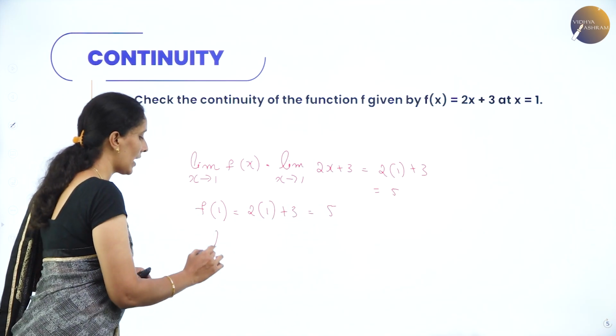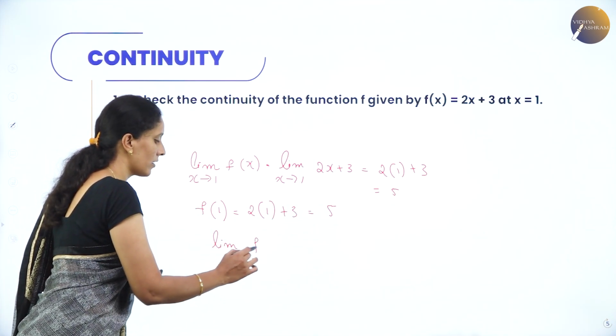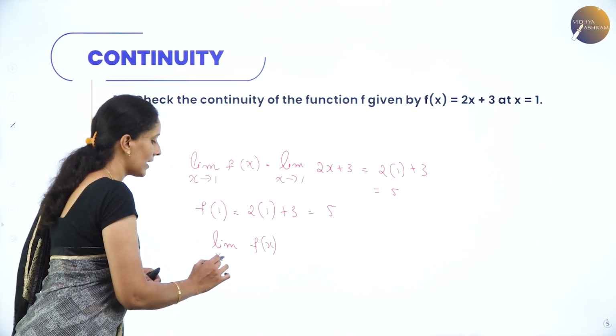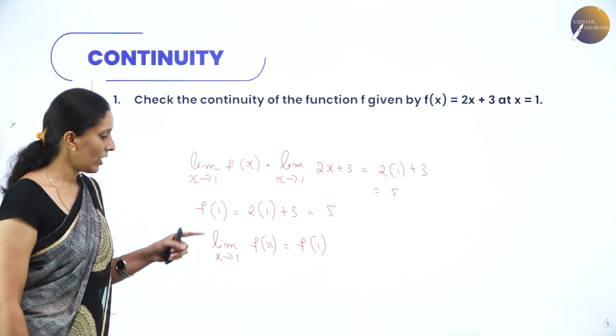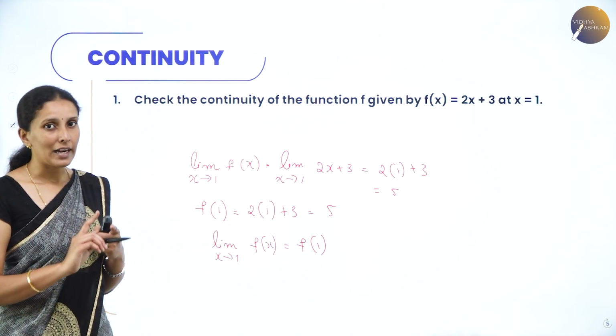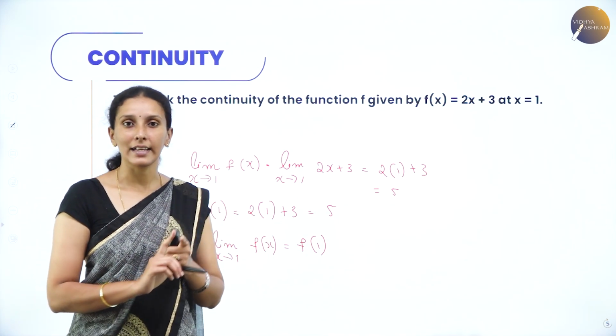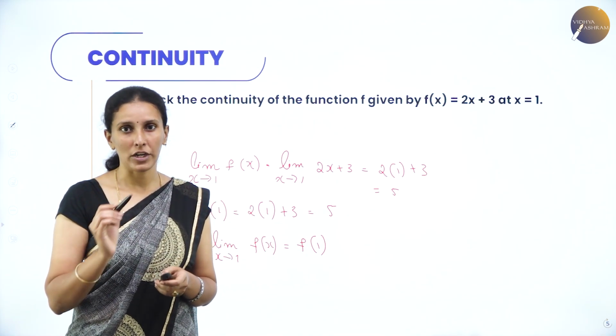So clearly what we can say is, the limit of the function as x tends to 1 is equal to the value of the function f of 1. So therefore, since they are equal, we can clearly say that this is an example of a continuous function.